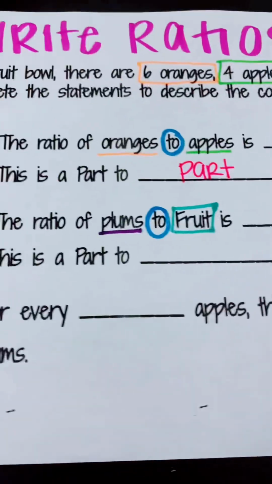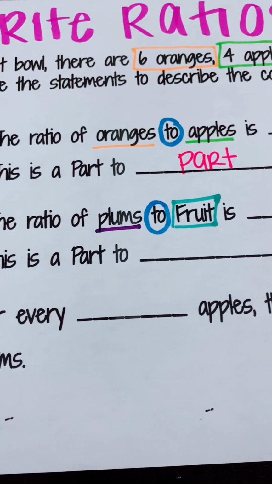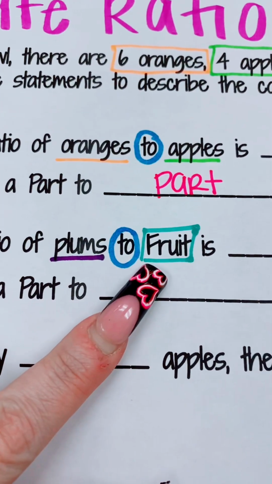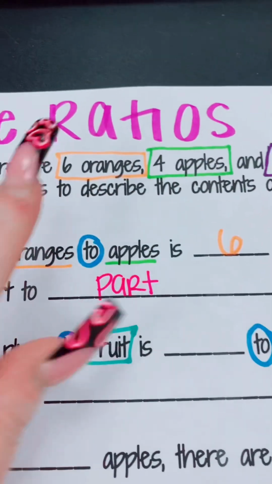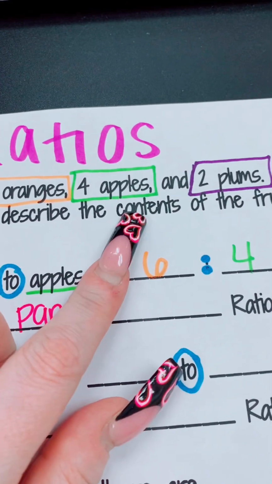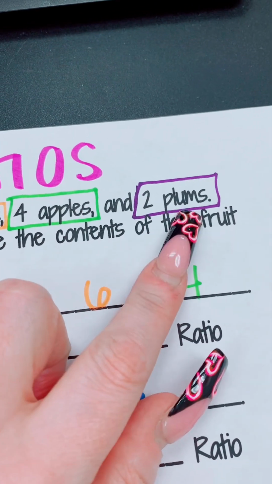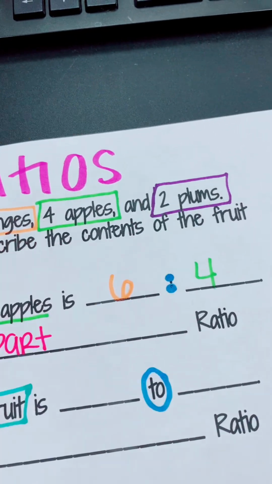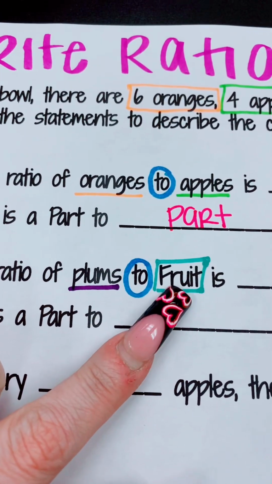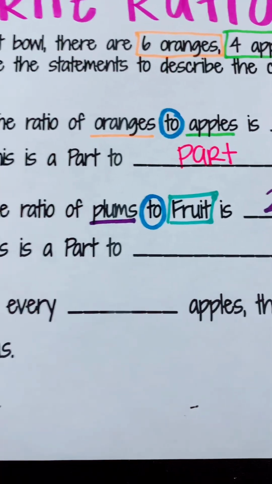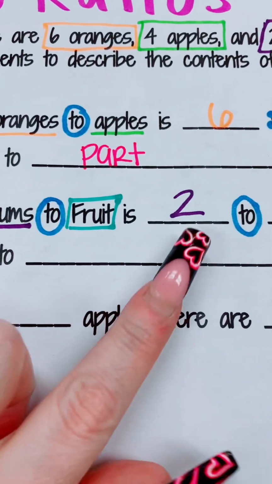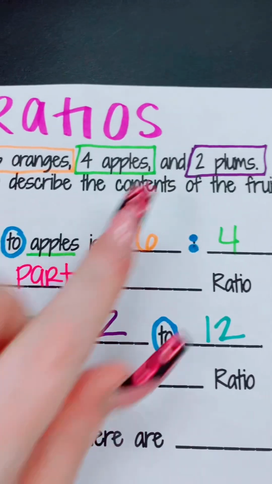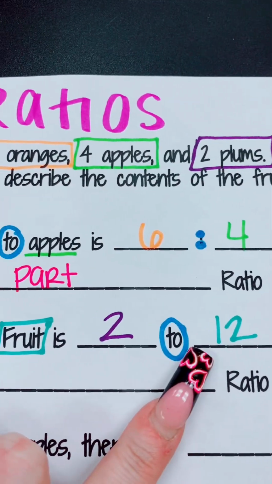So the next ratio we need to write is the ratio of plums to fruit. So plums is here, but then it says fruit. So we need to think about that. Oranges is fruit, apples is fruit, and so is plums. So that means they want us to add up all of the fruit for that second portion of this ratio here. So the ratio of plums to fruit is 2 to 12. 2 plums to 12 fruit.